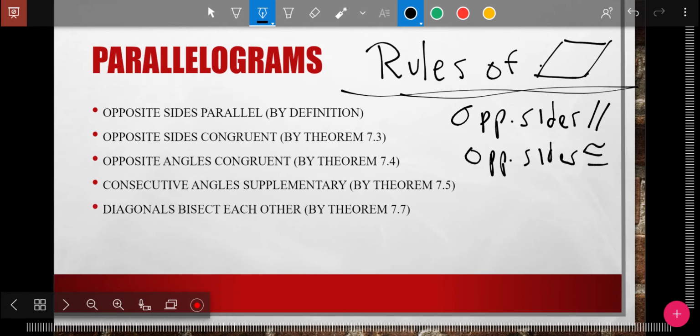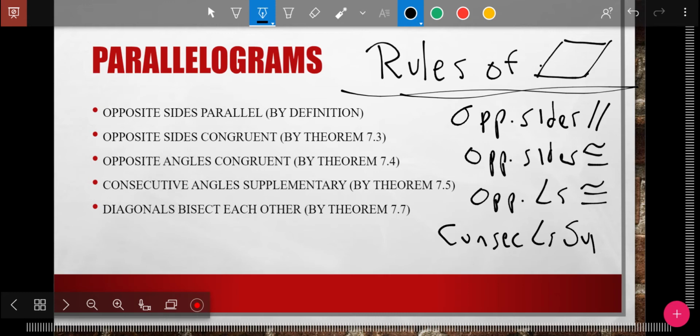And that's one of the theorems. Opposite angles are congruent. And I'll try to explain that in a minute. Consecutive angles add up to 180. That's what the word supplementary means. Supplementary means 180. It's important to know that. Put that in your notes if you don't already know that.